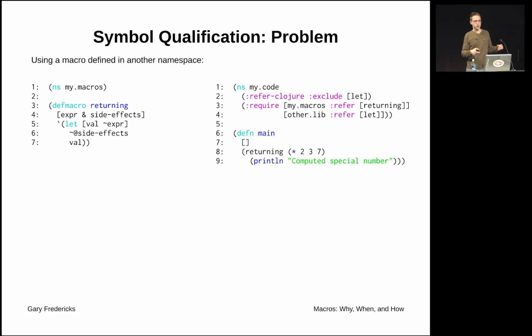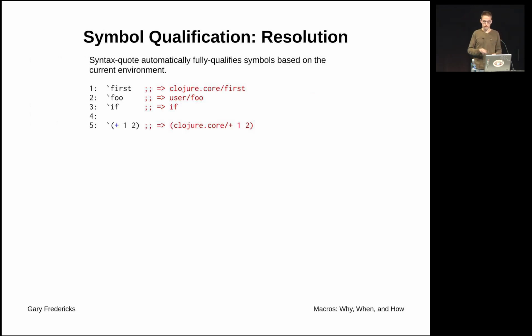And that's not something that macro authors should have to worry about, and certainly not something macro users should have to worry about. So the naive way to get around this is to just have the macro author on the left side write clojure.core/let, be totally unambiguous. But that would be tedious. We don't want to do that. So fortunately, syntax quote does this for us. When you syntax quote a symbol, it will automatically expand it based on what it means in the context where you're using it. So if you syntax quote first, you get clojure.core/first, assuming that's what first means in your namespace. Foo will expand to user/foo unless it means something else.